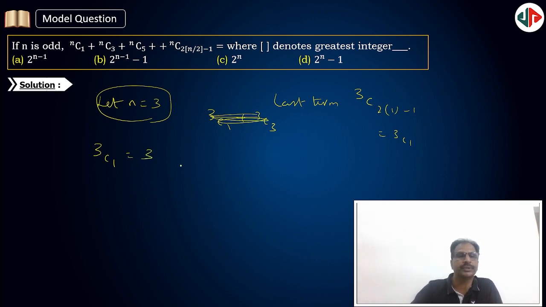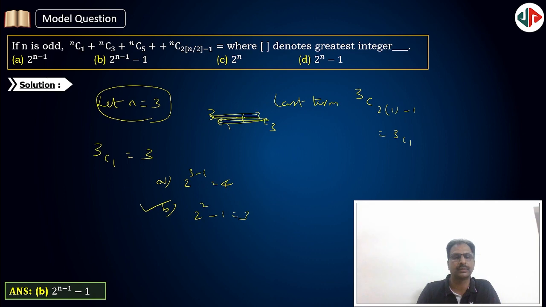Now verify the options. Put n is equal to 3 in the options and check where you get the answer as 3. If you take option 1, you will get 4, which is wrong. If you take option 2, you will get 2 square minus 1, which is 3. Option B is correct. Like that, you can take n is equal to 5, 7, 9, whatever number you want, and verify the options. This is the shortcut method.